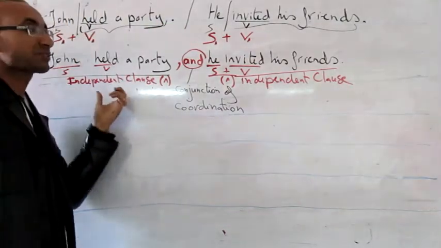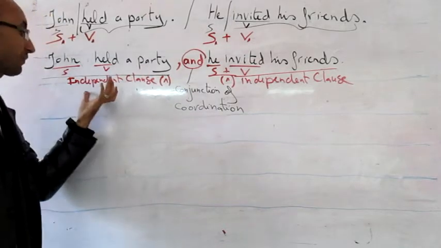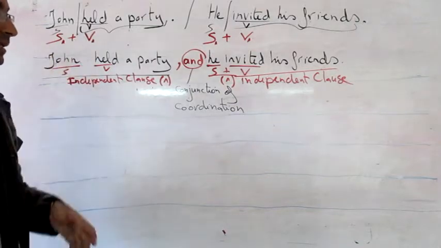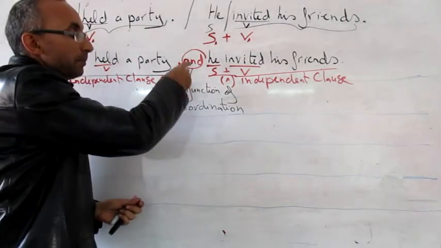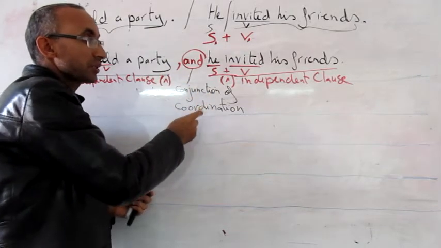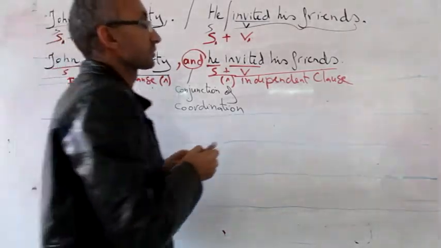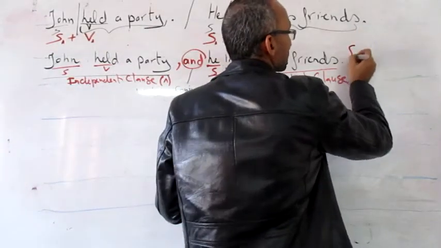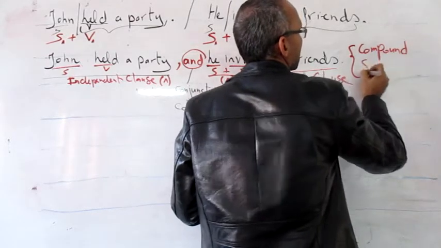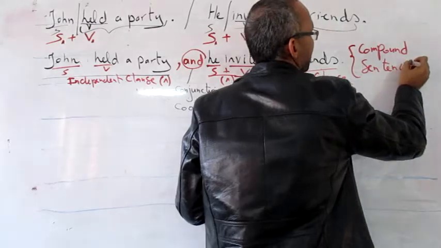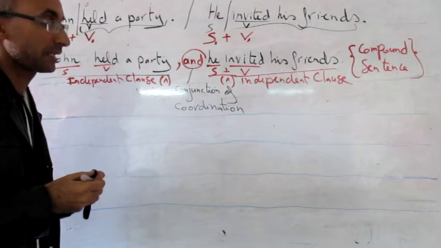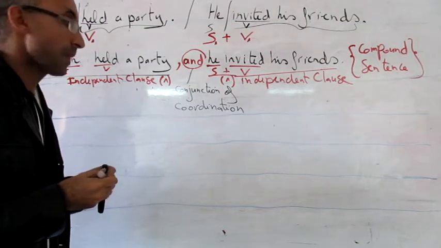Now, this type of sentence, which consists of two independent clauses joined by one of the conjunctions of coordination, because we have many, is called a compound sentence, which is my second type.